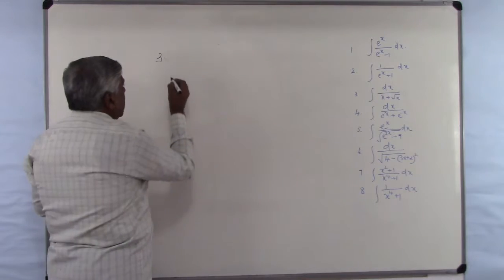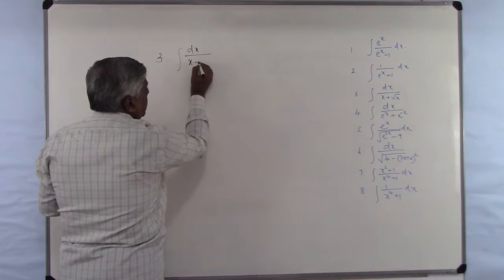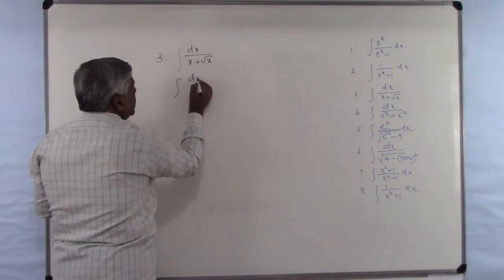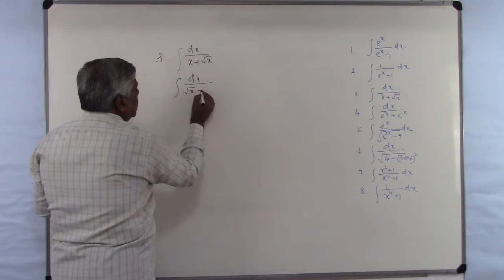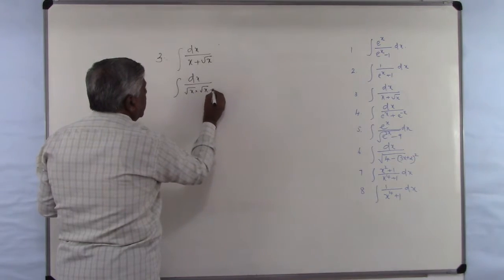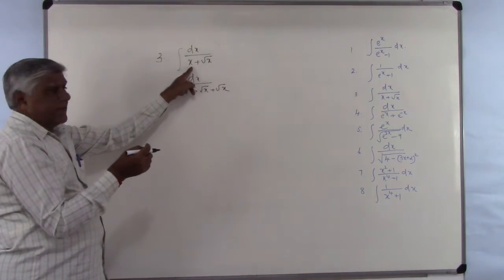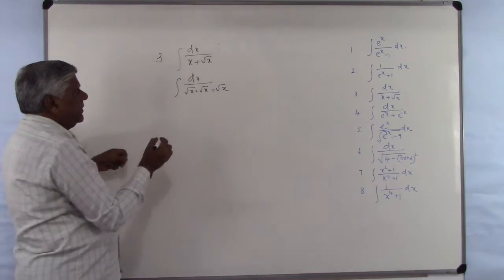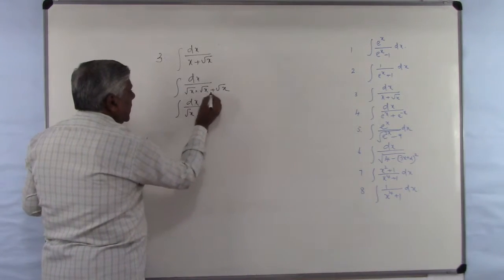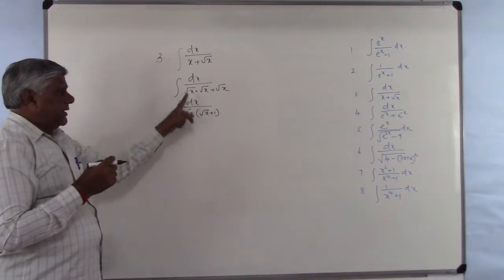Now we shall see the third problem. Integral dx by x plus root x. Now this we can write like this, dx by root x into root x plus root x. See here, root x into root x is nothing but x, plus root x we have written. Now dx by, I will take out root x common, root x into root x plus 1 we will get here.